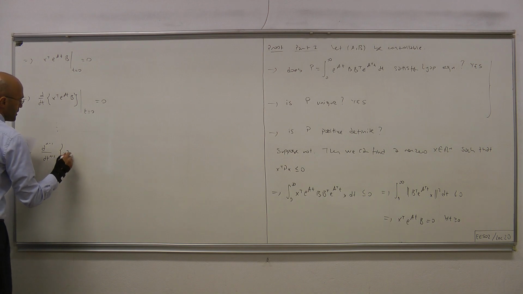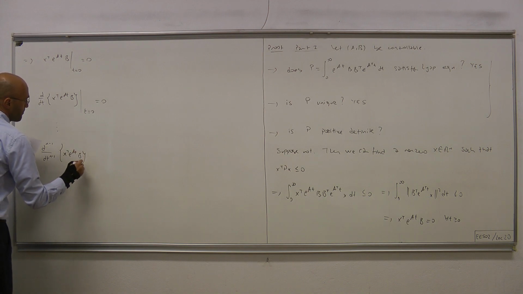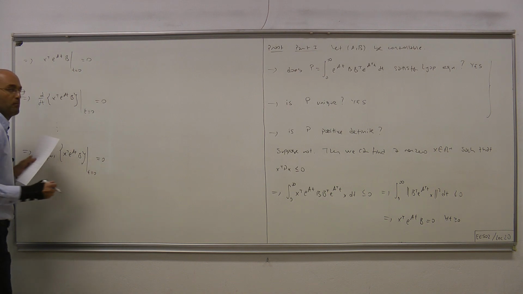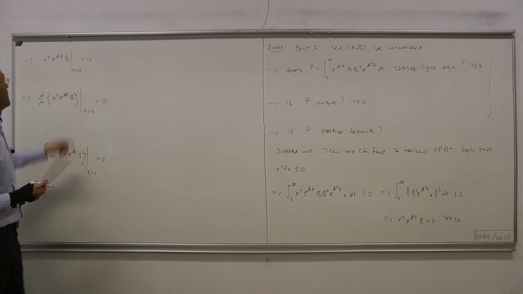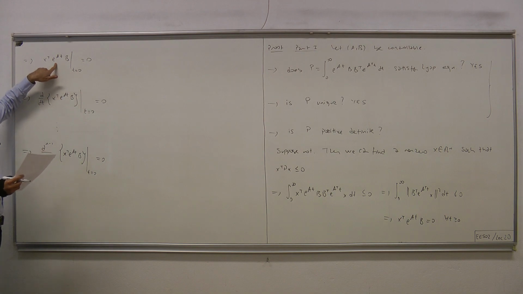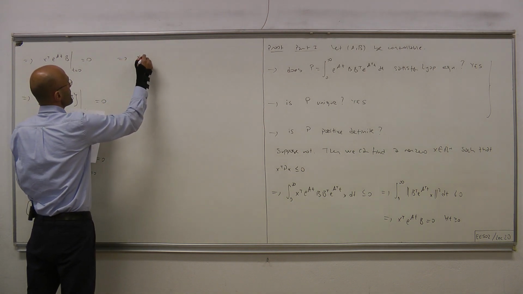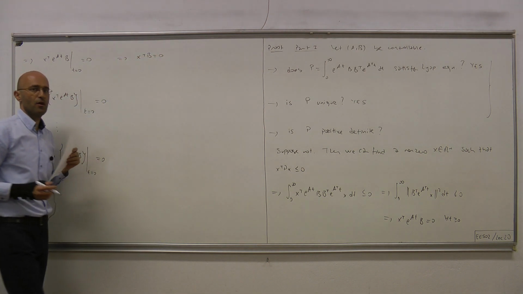X transpose e to the AT B at t equals 0 must be 0. Now at t equals 0, e to the AT is the identity matrix. Therefore, this yields X transpose B equals 0.